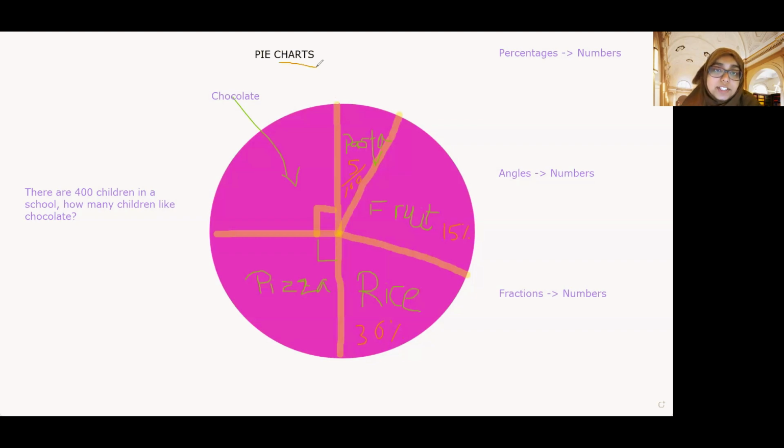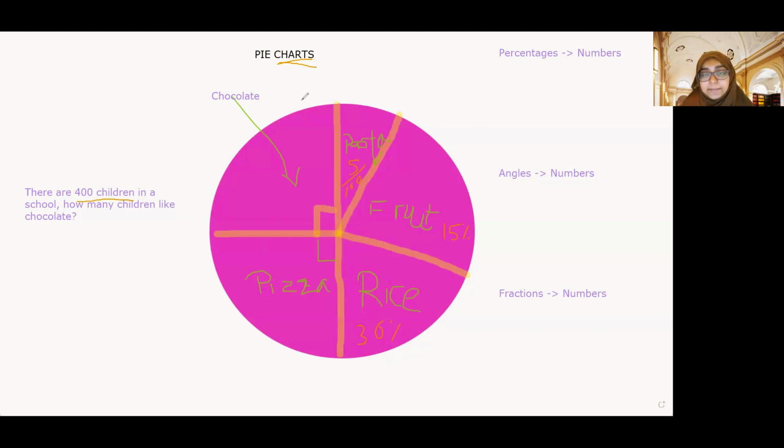chart. And what is a chart? Well, a chart is something that represents information in a nice way, okay? So let's say we have 400 children in this whole pie chart. We don't want to draw out 400 children and label what food they like because that's so much information. If we can present it nicely, that's a lot easier and a lot nicer for us to read, right? So that's why we have charts, and a pie chart shows you how much of the total amount of children like what type of food.